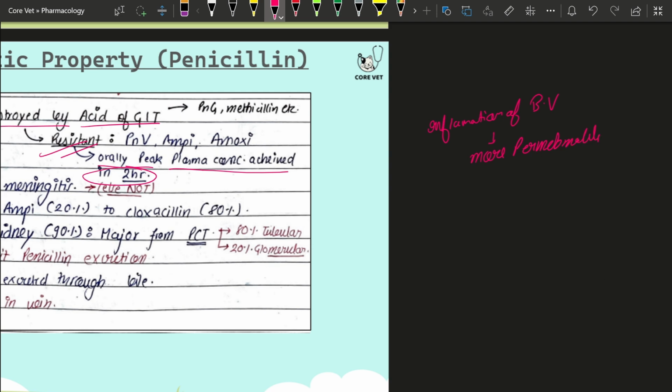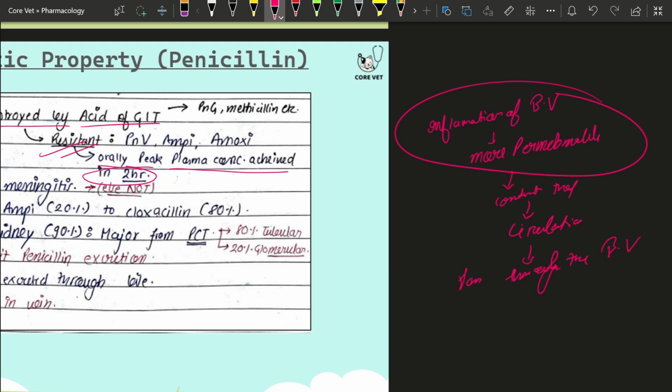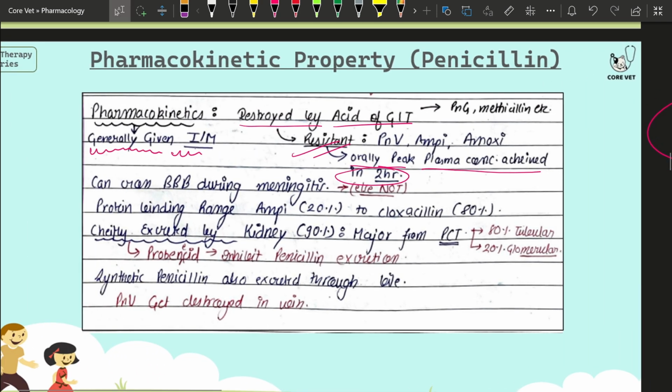They become more permeable, such that the content in the circulation could easily pass through the blood vessel. That's why penicillin could cross the blood brain barrier, but only when there is meningitis, when there is inflammation of the meninges. But it could not cross the blood brain barrier if there isn't inflammation of the meninges.